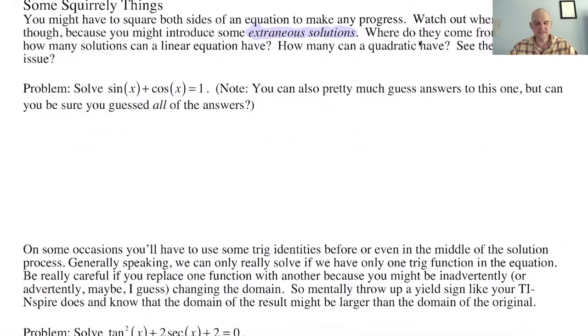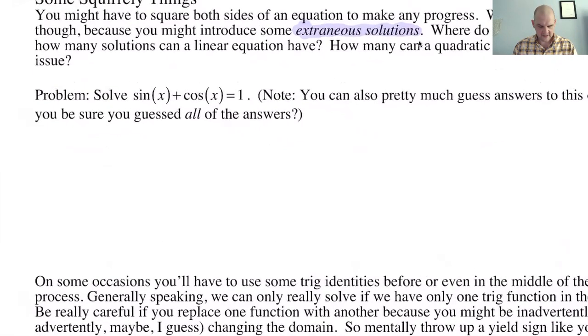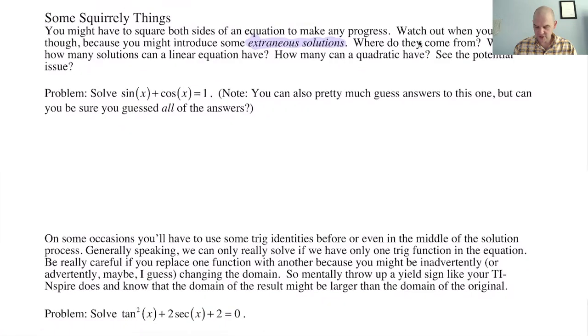We could try changing cosine into sine using cofunction identities. We could try using a Pythagorean identity. But what I'm going to do is the much more standard thing. Also, you should know, you could probably just guess the answers to this question. If cosine is 0 and sine is 1, this would work, and that happens at pi over 2. If sine is 0 and cosine is 1, that would work, and that happens at 0. So 0 and pi over 2 seem like they both work.